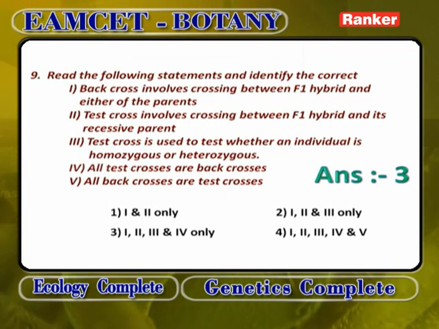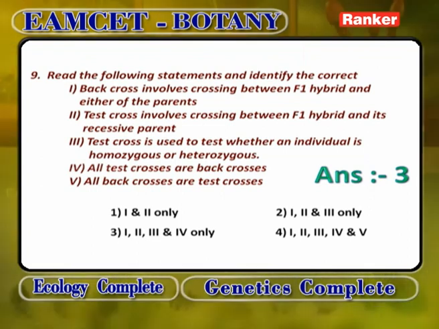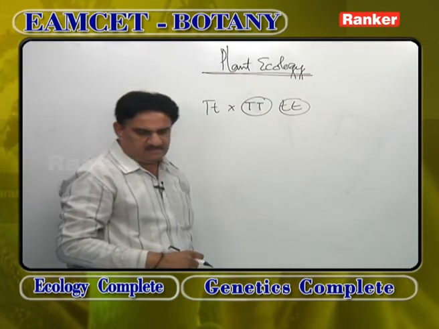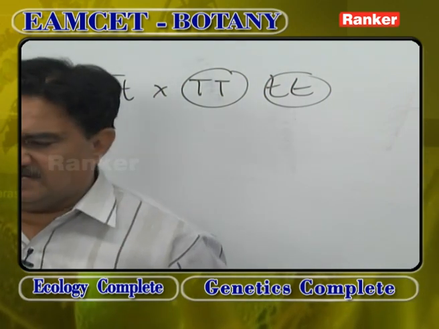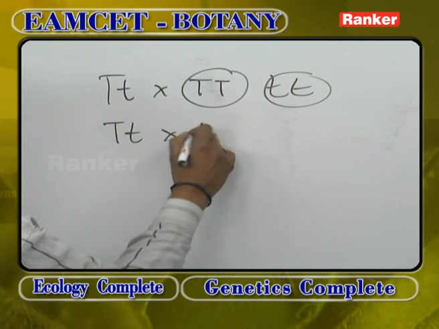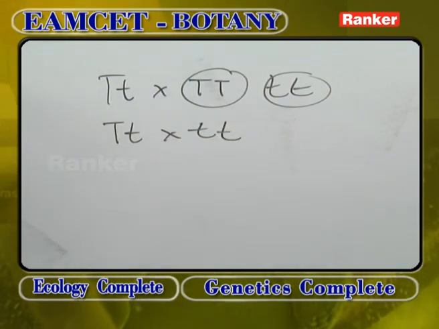Read the following statements and identify the correct statement. Backcross involves crossing between F1 hybrid and either of the parents. It is correct. Backcross is small t which is crossed with capital T or small t. This is correct. This is backcross. Test cross involves crossing between F1 hybrid and its recessive parent. This is also correct.